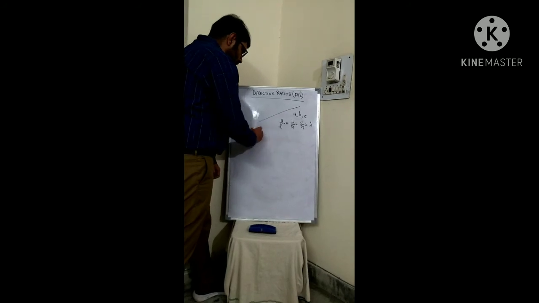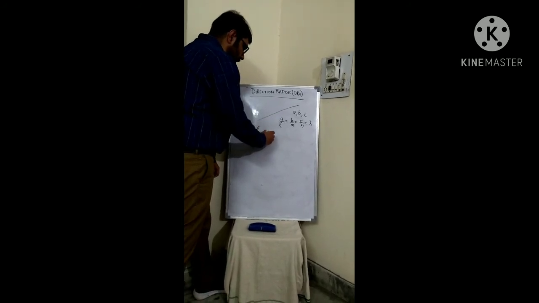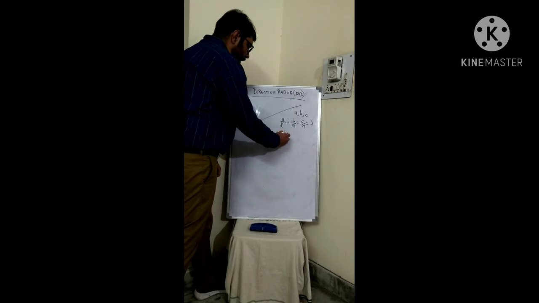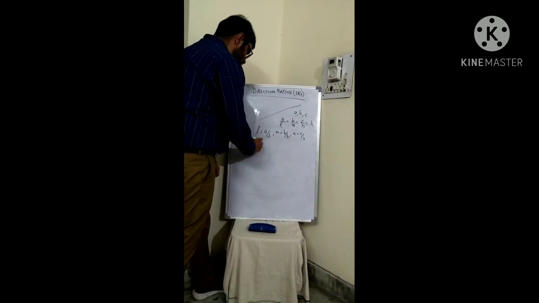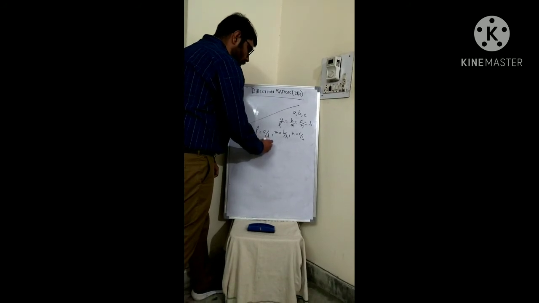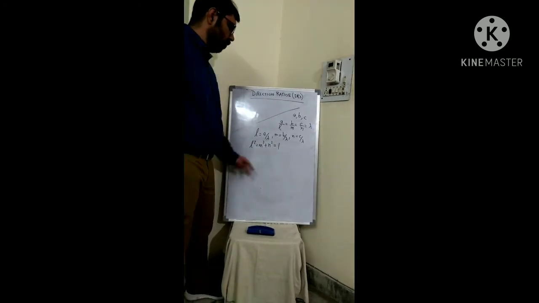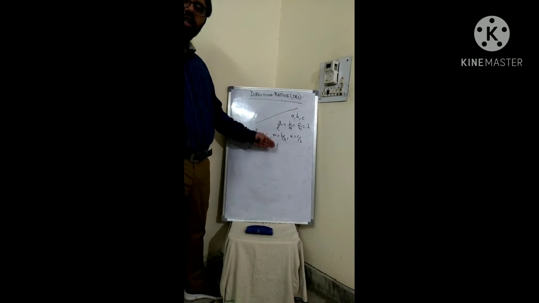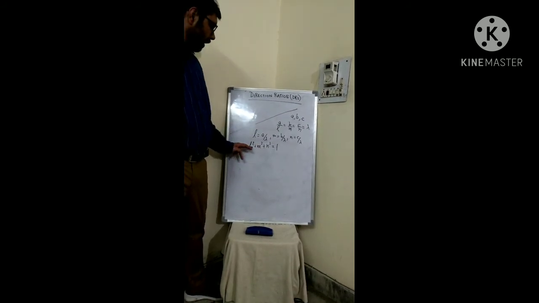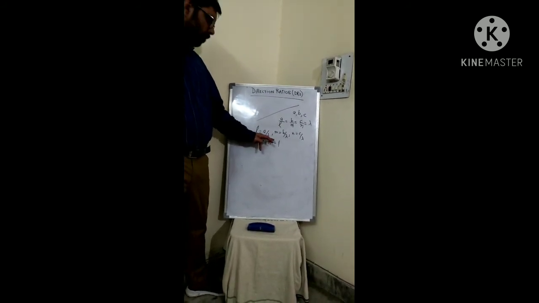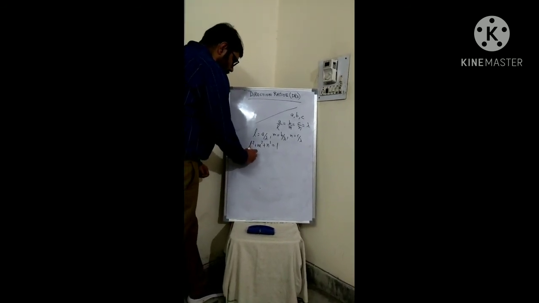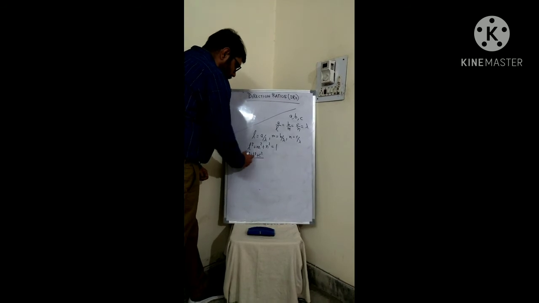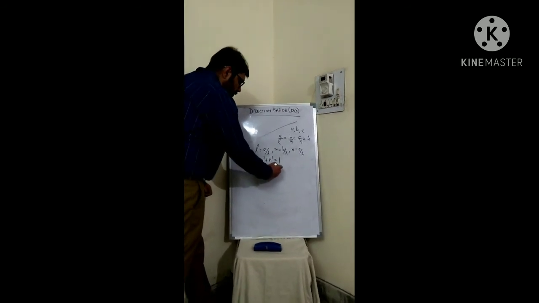Now using this relation I can express L as A by lambda, M as B by lambda and N as C by lambda. We already know that L square plus M square plus N square is equal to 1, which I just proved in the previous part. So I can replace L by A by lambda, so this will become A square plus B square plus C square by lambda square equal to 1.